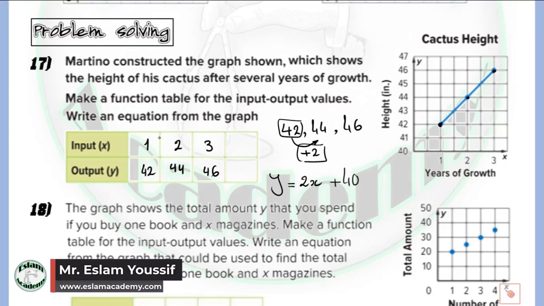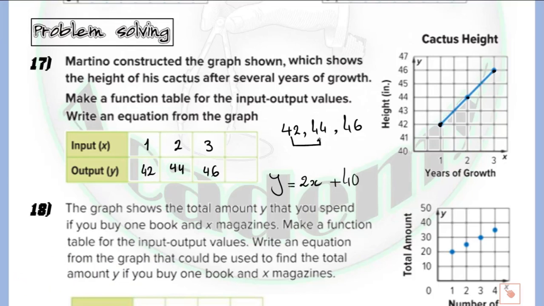Again, one more time. I'm writing here 42, 44, and 46. From 42 to 44, we add 2. So that will be the number that we multiply by x, which is 2. After that, subtract them. 42 minus 2 equals 40. 40 is a positive number, so it means plus 40. So the relation that we have is y equals 2x plus 40.